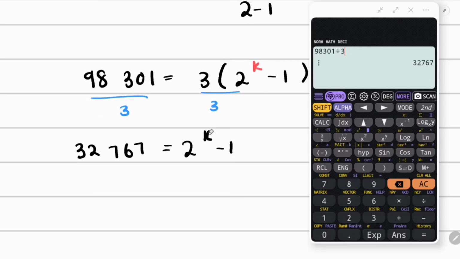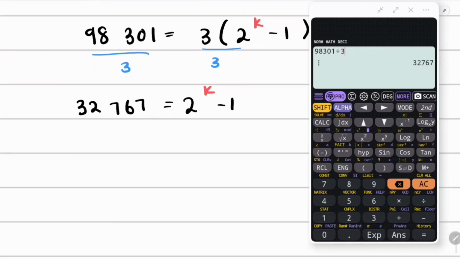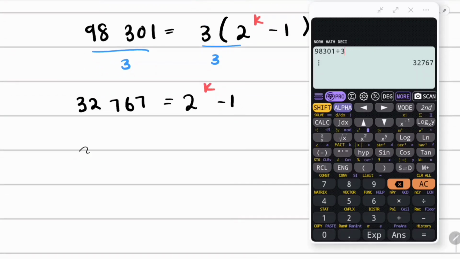Okay, so we still have k and the minus 1 is just in the way. So we take it over and it becomes a positive 1. So this gives us 32,768 is equal to 2 to the power of k.